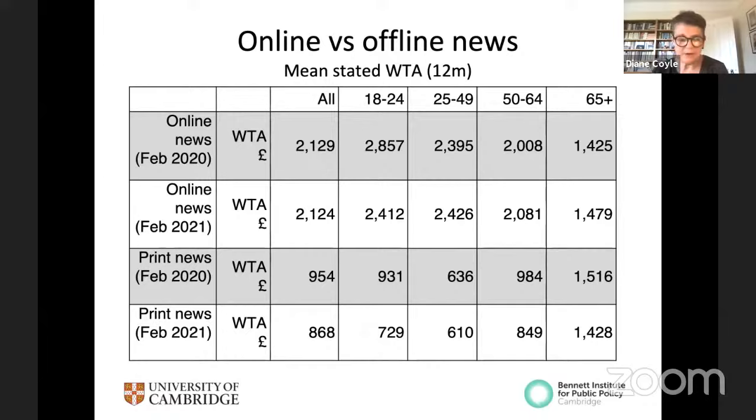So just to give some other figures, in February 2021, 74% of the sample were reading news online and a median willingness to accept of £150, which hadn't changed over the period, although the mean changed a little, as you can see here. And 49% were reading printed newspapers, declined from 55% a year earlier, before the pandemic, and a median willingness to accept that declined from the £50 band to the £10 band. And there's also this quite strong age skew in news.